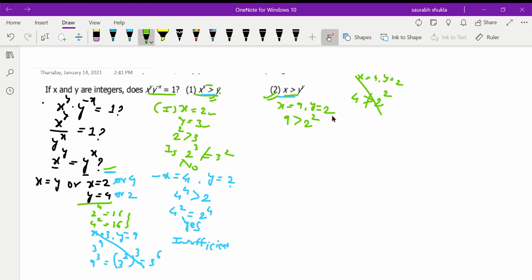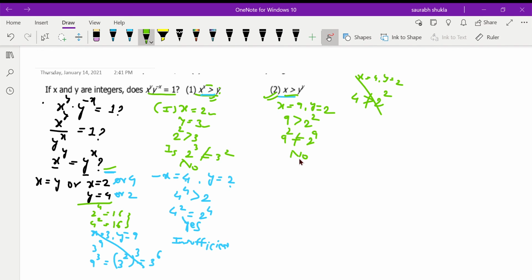Now depending on these values, what would be the answer to your question? We know that 9 squared is not equal to 2 raised to 9. 9 squared is 81, 2 raised to 9 is 512. So clearly these two values are not equal. So what is the answer to your question? Your answer is no. Using this information, we can say that the answer to this question is no, they are not equal.